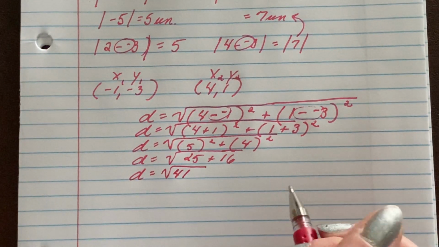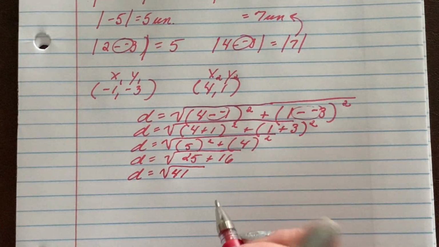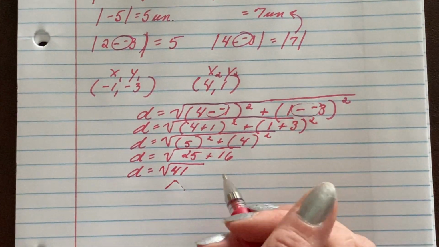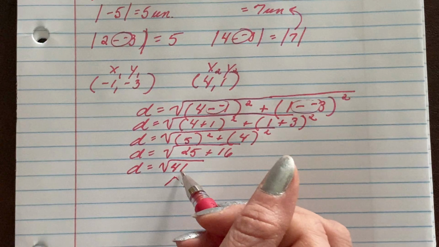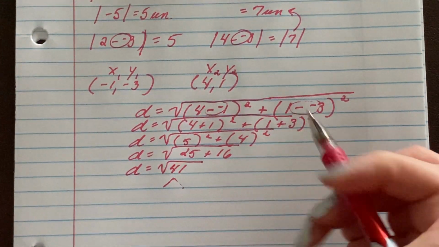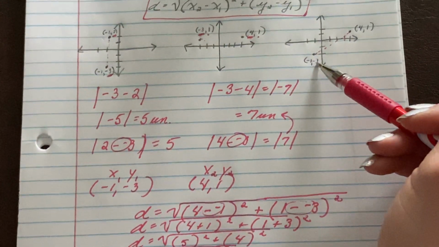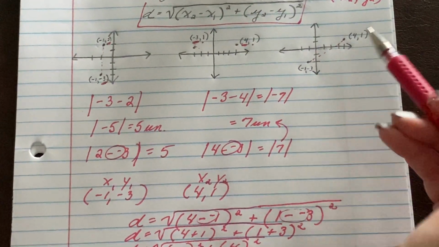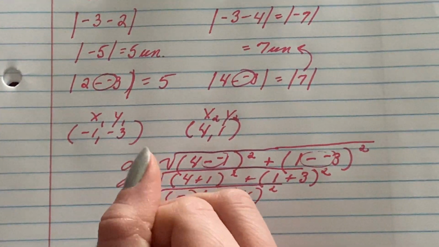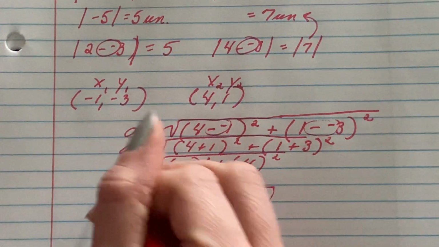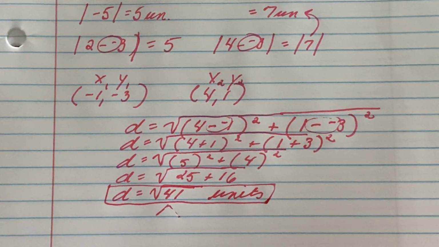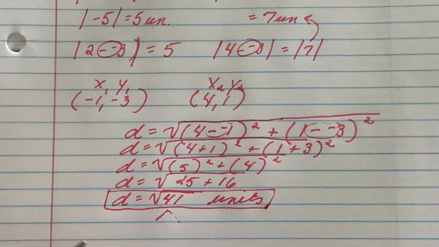Remember, with your radicals, you always want to have them in simplest radical form. So you need to consider doing a factor tree for these and simplify if possible. 41 is prime, so this does not break down. So your distance between the points -1, -3, and 4, -1 is the square root of 41 units. If that were to break down into simplest radical form, then that would be your answer, okay? Remember to always simplify.